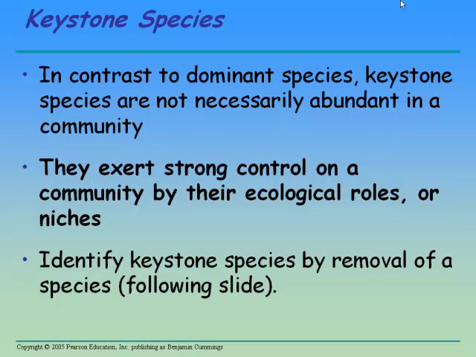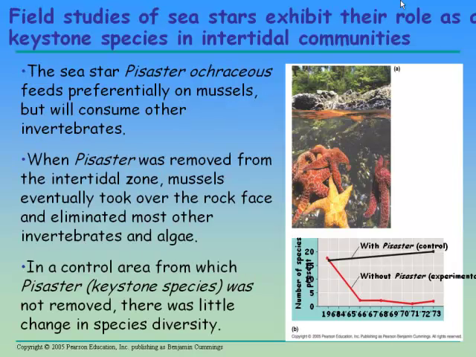Keystone species. In contrast to dominant species, keystone species are not necessarily abundant in a community. However, they exert strong control in a community by their ecological roles or niches. So a keystone species can be identified in the following slide.